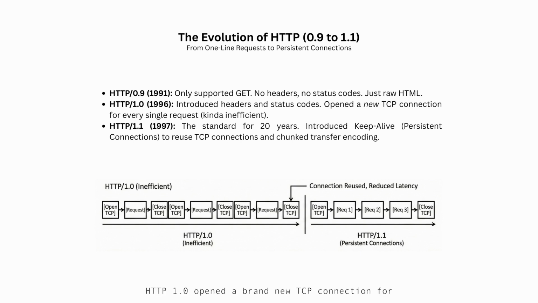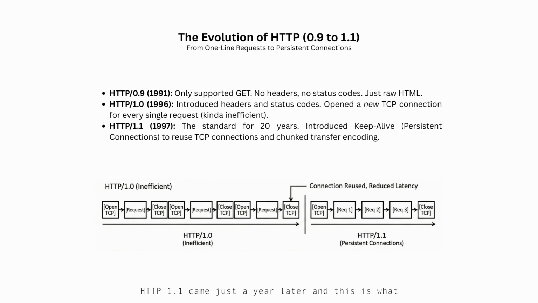But there's a problem. HTTP 1.0 opened a brand new TCP connection for every single request. Every image, every CSS file, every script, a new connection each time. Imagine you are on the phone with someone and after every single sentence, you hang up and dial them again. That's a lot of overhead.